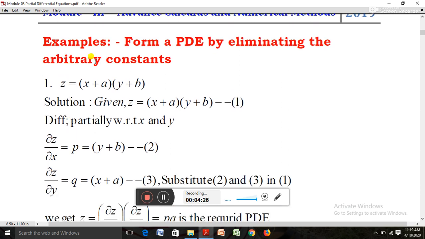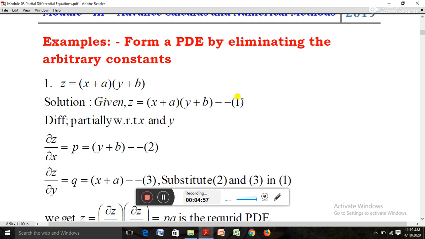Form a PDE by eliminating the arbitrary constants. First we form one partial differential equation by eliminating the arbitrary constants. What do arbitrary constants mean? In this equation the arbitrary constants are a and b. Now we have to eliminate these two constants. How can we eliminate them? Take it as the solution. Given z is equal to, this is the given equation.